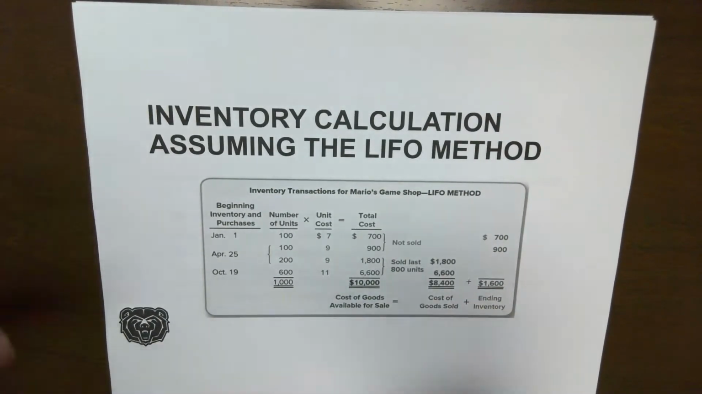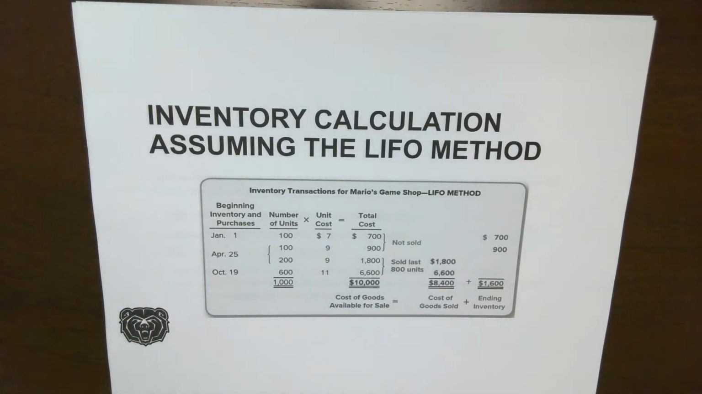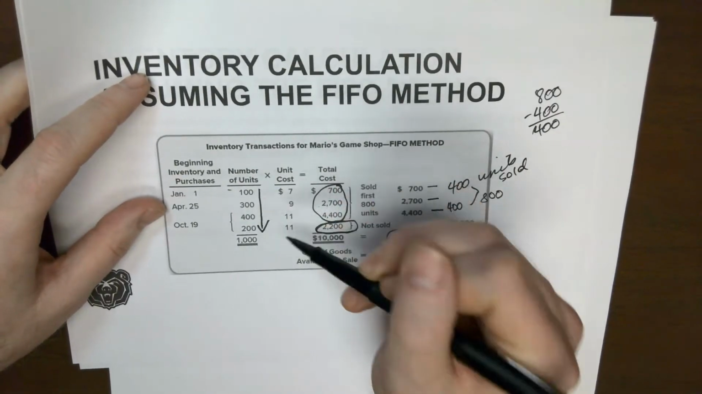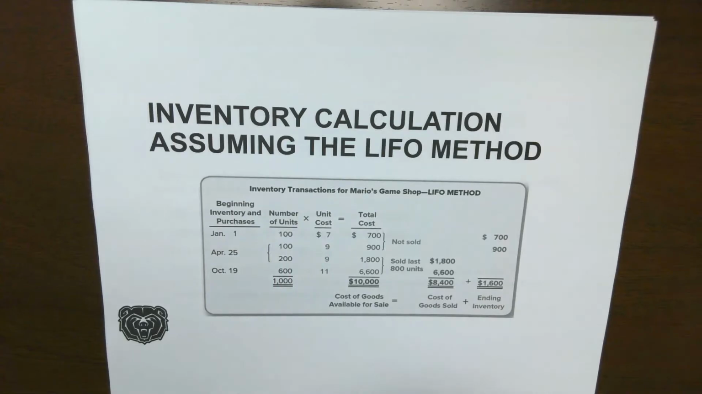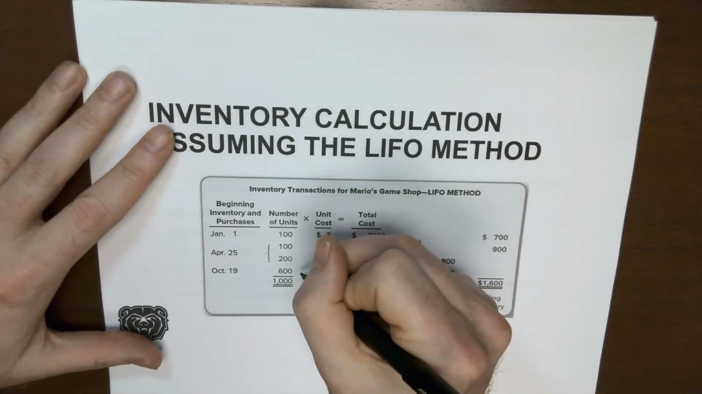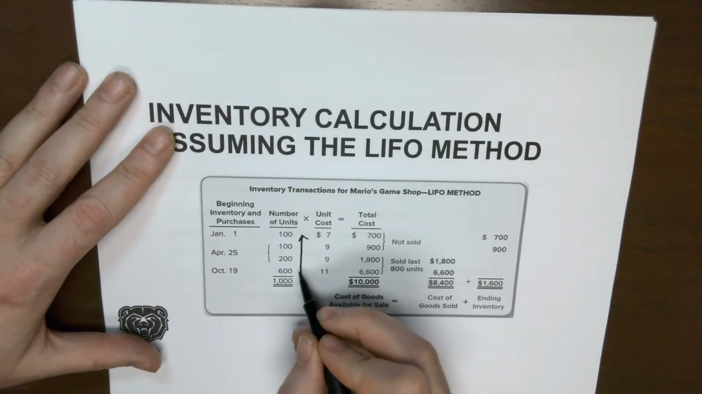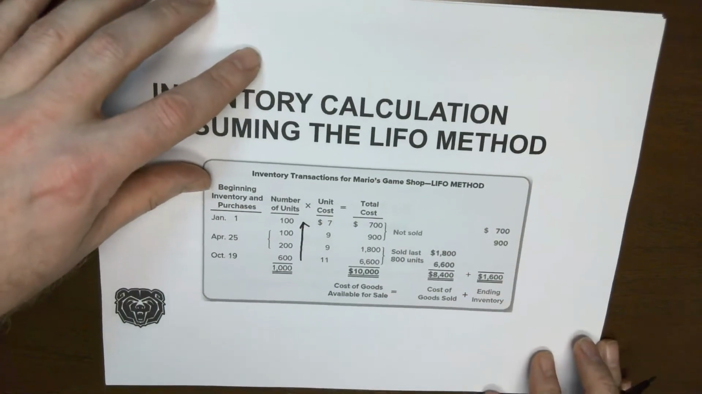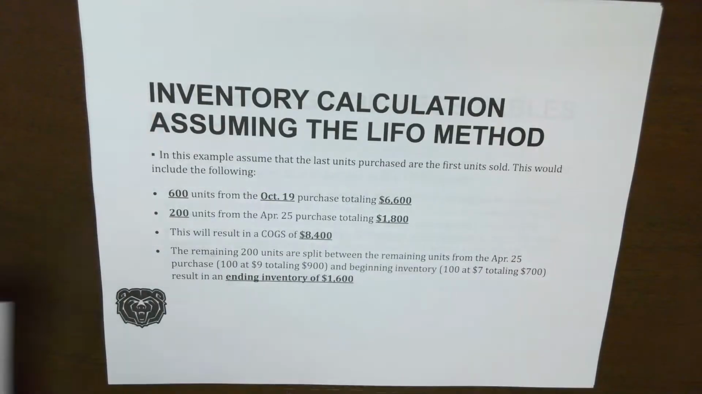Under the LIFO method, we're going to do the exact opposite. If you noticed in the FIFO method, we started from the top down, from the oldest units to the newest units. What we're going to do in the LIFO method is the exact opposite. We're going to start from the bottom up, and we're going to sell the newest units up to the oldest units. We'll walk through it on the next page.